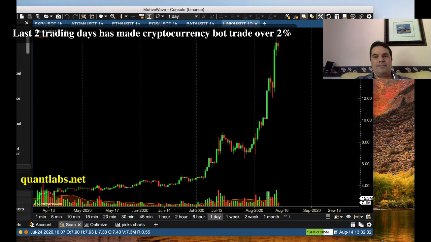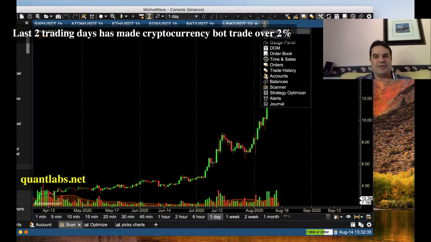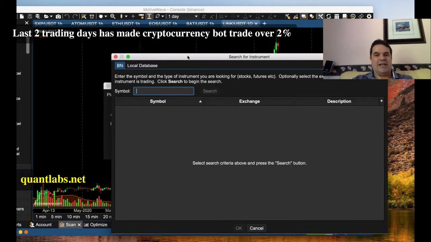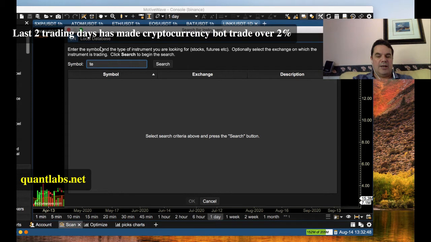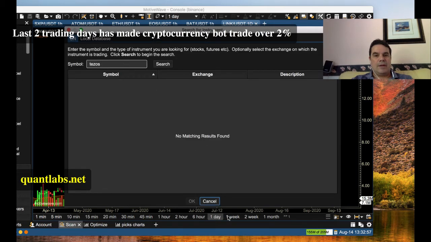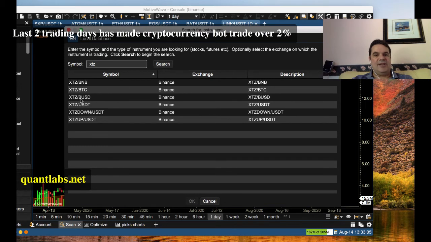All right, so let me just show you the TZOS. I think it's XTZ. Actually, if you're new to Motorway, you can just do this. So again, this is a live link into Binance. Let's just see TZOS. It'll give me the options. So I think XTZ is the symbol. Yeah, so it's XTZ.